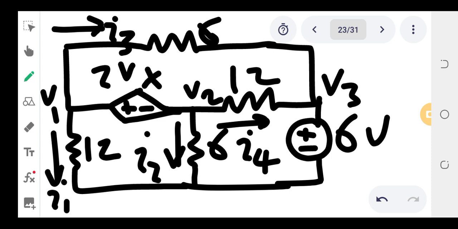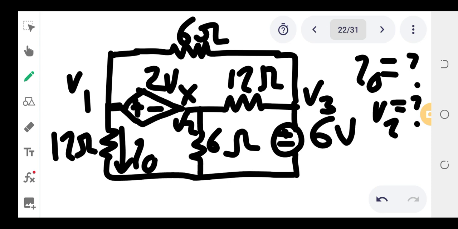Now, starting to analyze this circuit, what can we see? We have got a voltage source. Whenever you have a voltage source in parallel with a resistor, what we should know is that we have a super node. All of this, starting from this point to this point, is what we call a super node.